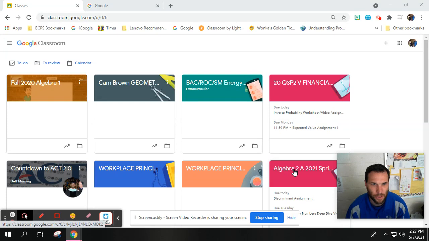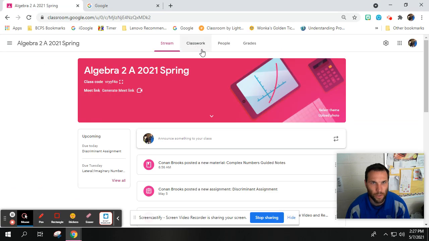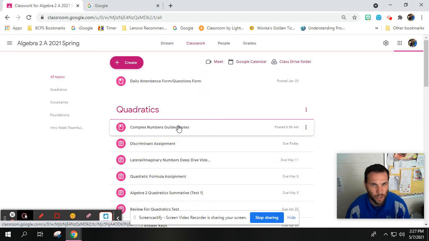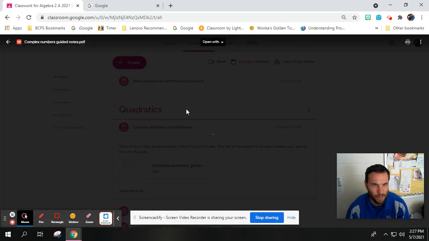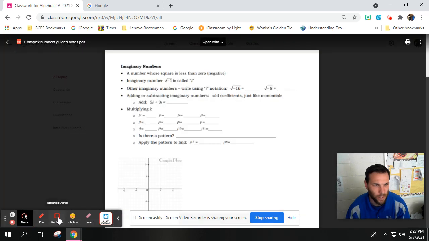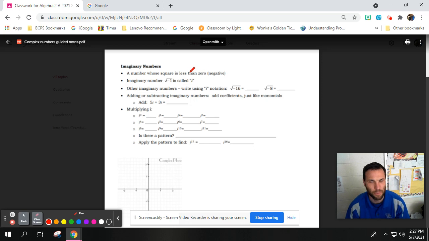Hey everybody, this is Mr. Brooks, and we're going to do these notes on complex numbers right now. So you guys have these complex numbers notes. Just the definitions: a number whose square is less than 0. So a negative number inside of a square root is called an imaginary number.